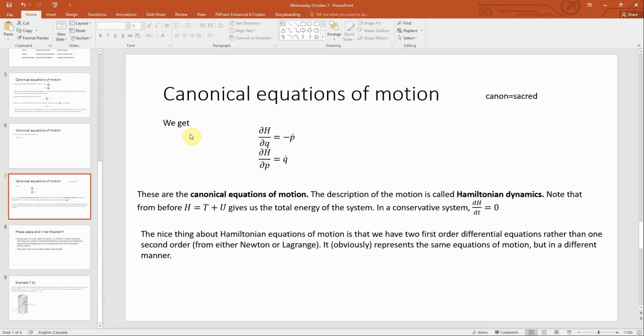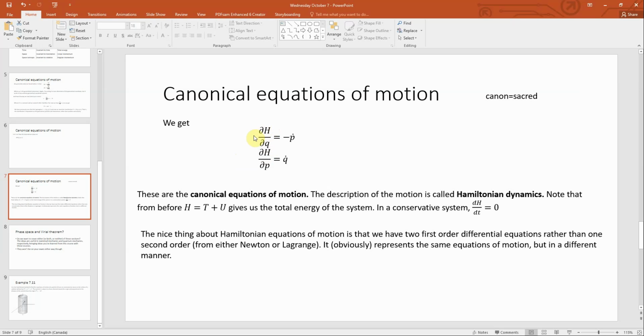But what we get out is what are called the canonical equations of motion. That is, ∂H/∂q is equal to negative p dot, and ∂H/∂p is equal to q dot. And they're called the canonical equations of motion because canon means something as sacred. So people who follow Star Wars very closely, they'll talk about Star Wars canon for some reason, and that's where this comes from. If something is like a sacred text, physicists treat this as like a sacred text because they call these the canonical equations of motion, and they're basically called that because they're so nice and symmetric that people think that there must be something divine about it.